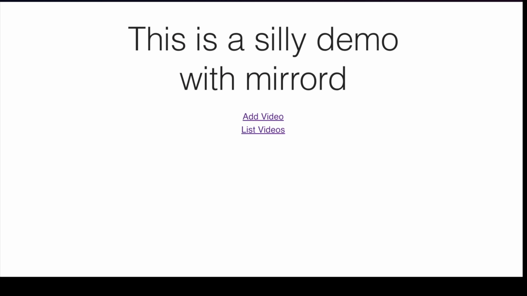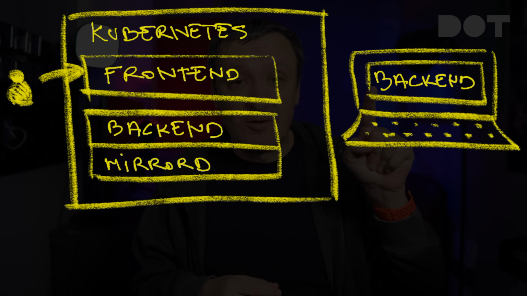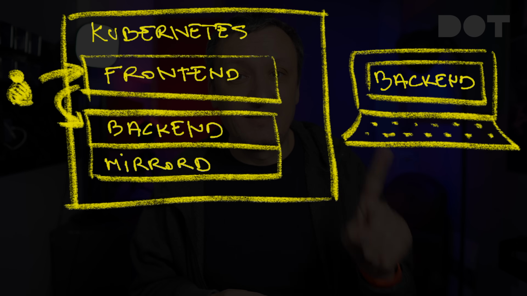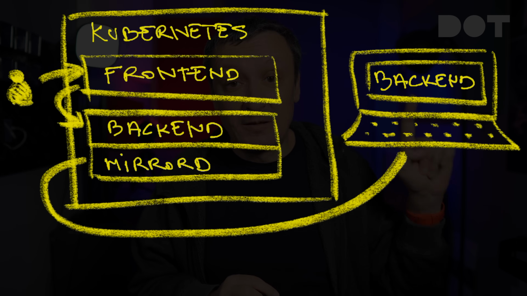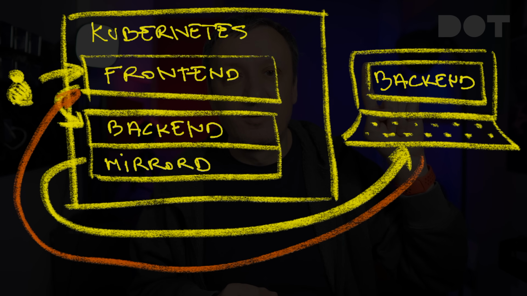Look at that. The frontend header text now changed. It says that this is a silly demo with mirrord. So we open the remote frontend, which just as before sent a request to the remote backend, but this time, however, mirrord stole that request and sent it to the local backend process, which responded back to the remote frontend.